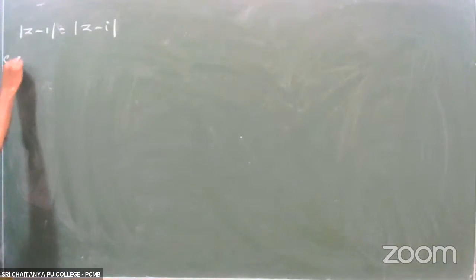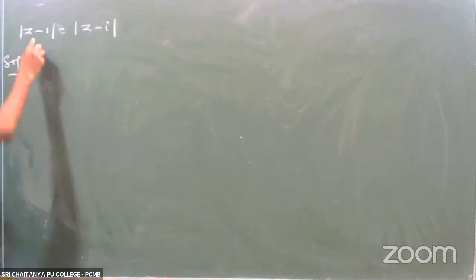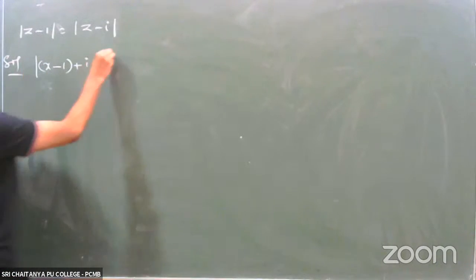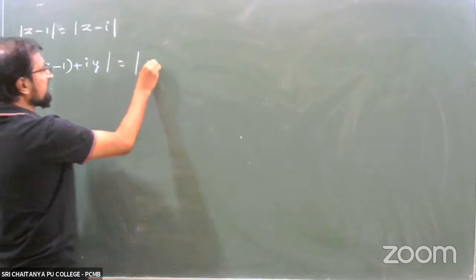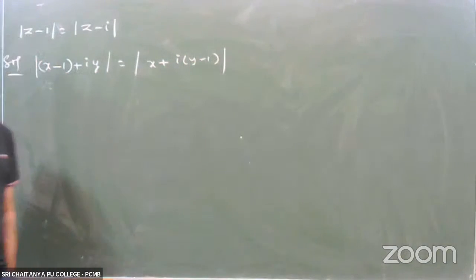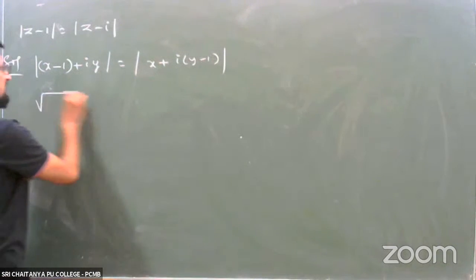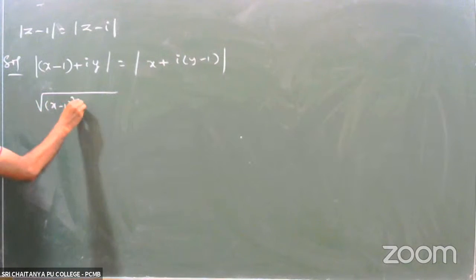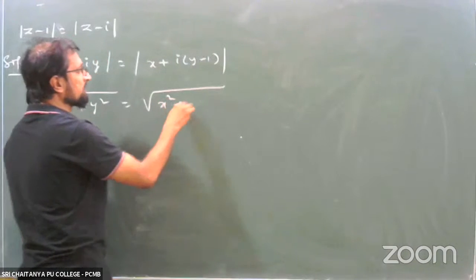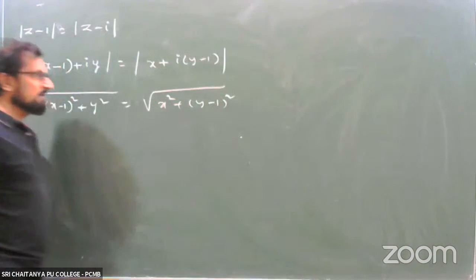Wherever there is z, substitute x plus iy. x plus iy minus 1 can be written as x minus 1 plus i into y, under mod, is equal to modulus of x plus i into y minus 1. What is the modulus of x plus iy? Root of x square plus y square. Means root of x minus 1 whole square plus y square is equal to root of x square plus y minus 1 whole square.